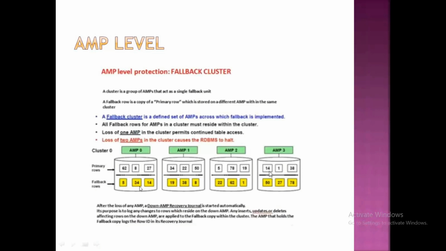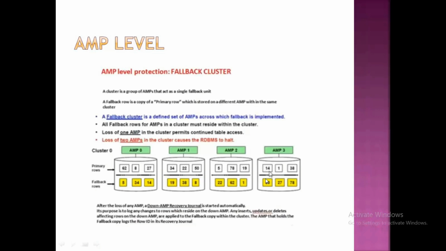If this amp has failed, then 62, 8 and 27 will be on different amps. 62 will be on this amp, 8 will be on this amp, 27 will be on this amp. Got it? So if one amp has failed, the data can be retrieved from all the other amps. This is called a fallback.